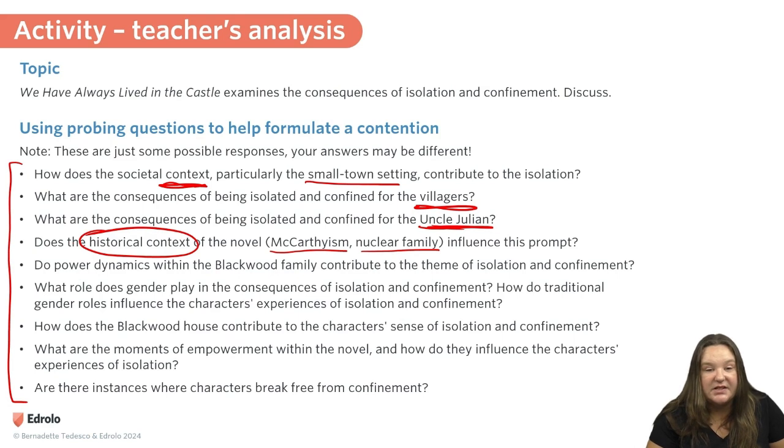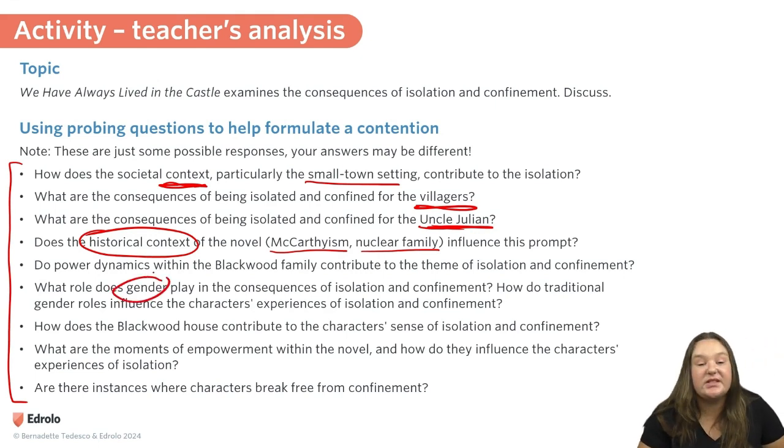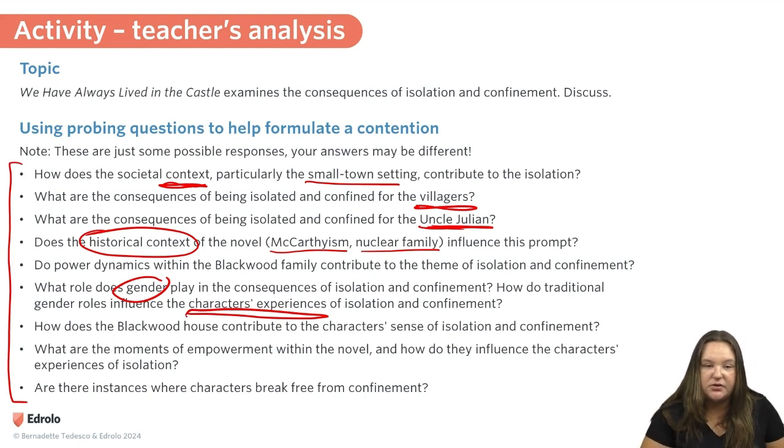Do the power dynamics within the family contribute to the theme of isolation? What role does gender play in the consequences of isolation and confinement? And how do traditional gender roles influence the characters' experiences? So how do the different characters respond to being confined or isolated based on those expectations of the things that they should do? I'm thinking there specifically Mary Cat and Constance, but it could also be some of the males within the town, or even Stella herself from the town.